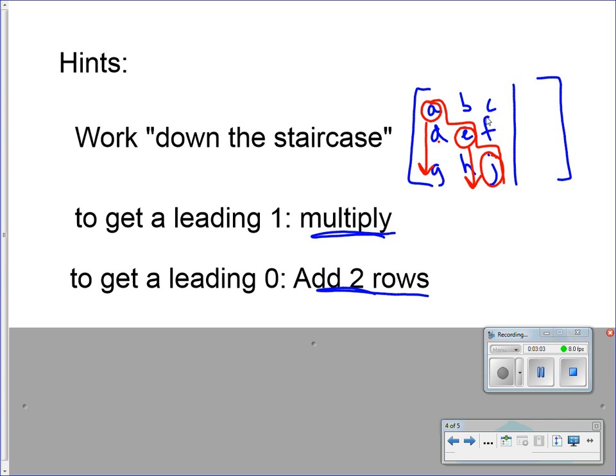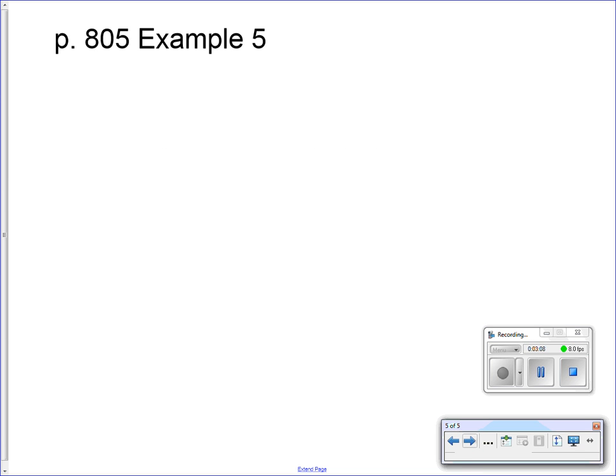I'm going to do an example from the book with you. This is on page 805, example 5, if you'd like to follow along with the book. So the example gives us a system, and it's just a 2-variable system. The technique will be the same in a larger system. It's just going to have more steps.